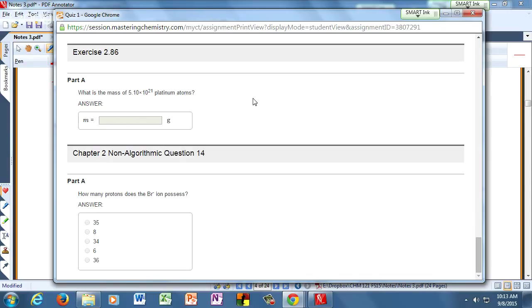So we can take that 195.08, multiply it by this number, 5.1 times 10 to the 21, and that should give us the mass of that many platinum atoms. But that is not in, so what is the mass? What are the units of that mass then? Atomic mass units, not grams. Since the question is asking for grams, what do we have to do instead? Use moles. Yeah, we have to use moles. So let's look at how we do that.